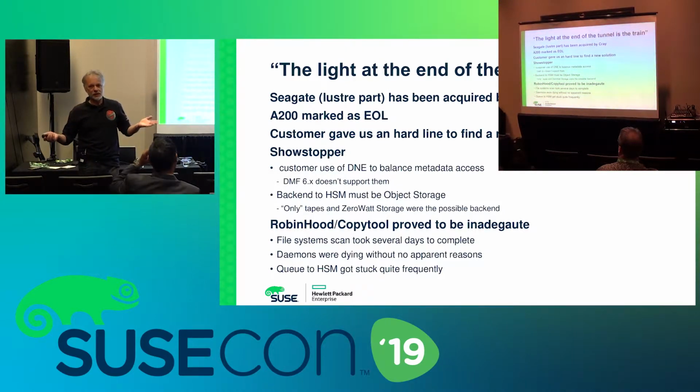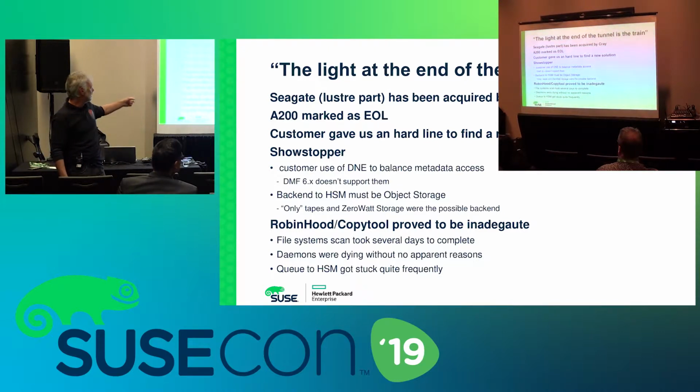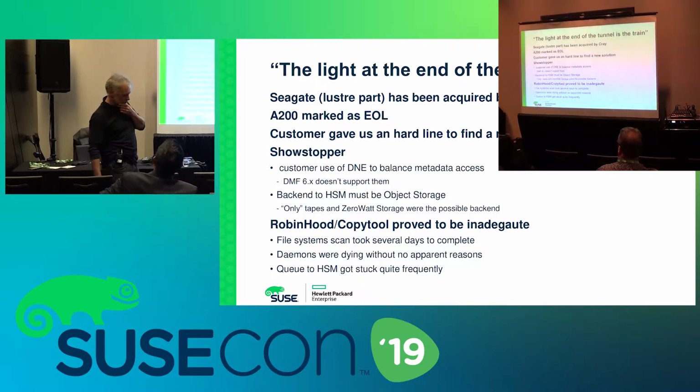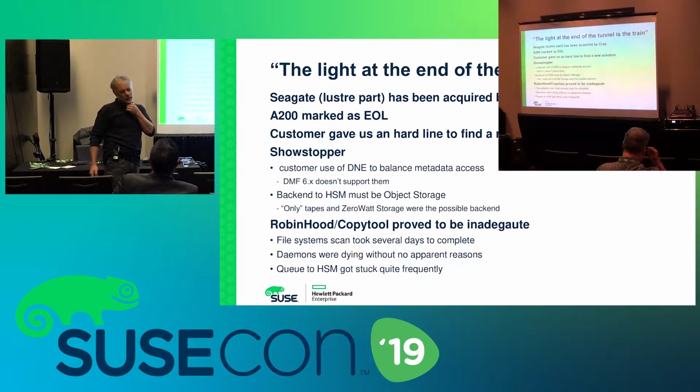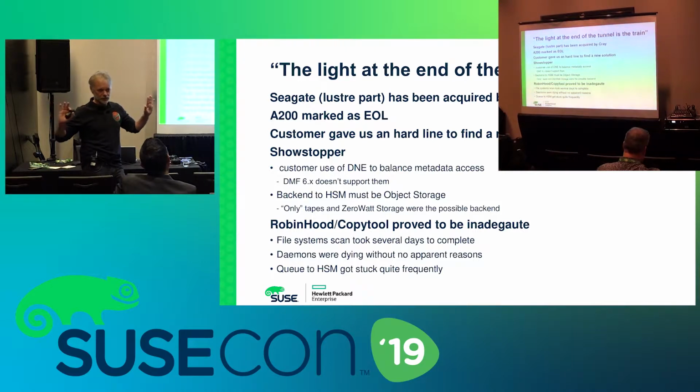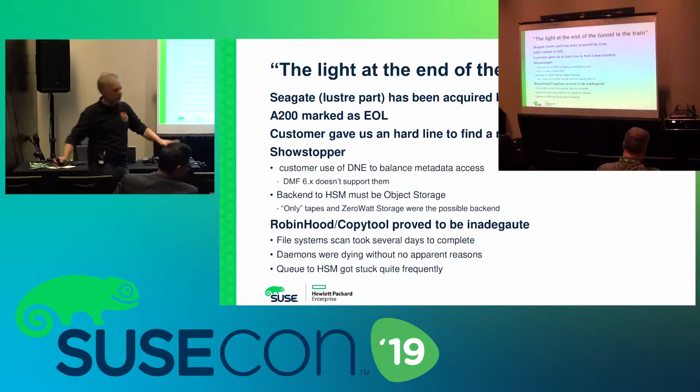And what next was DMF. DMF at the time was not ready because it was the old version. Now we have DMF 7, it was DMF 6. We didn't have a backend as an object storage. We are using DNE on the last metadata, and it was not supported. And Robinhood and copy tool was inadequate. We had a lot of problems, daemons disappearing, dying along the way. We never understood honestly where the problem was, inside the H200 or inside the Robinhood. Anyway, that tool wasn't working for us.